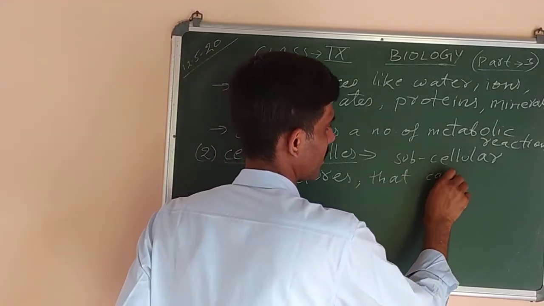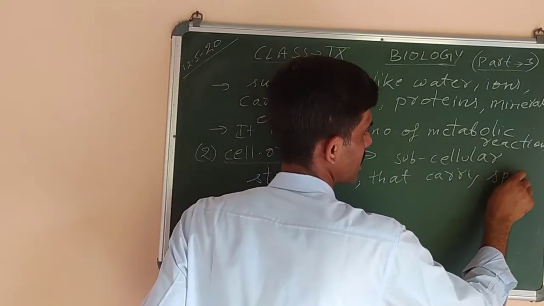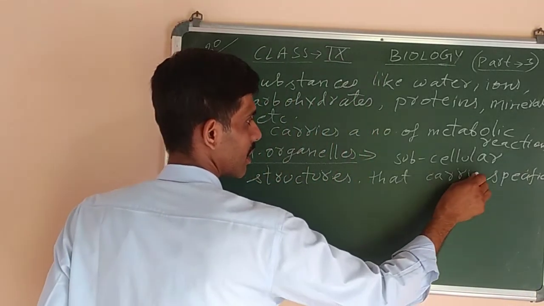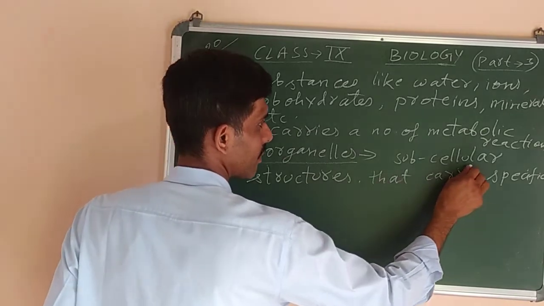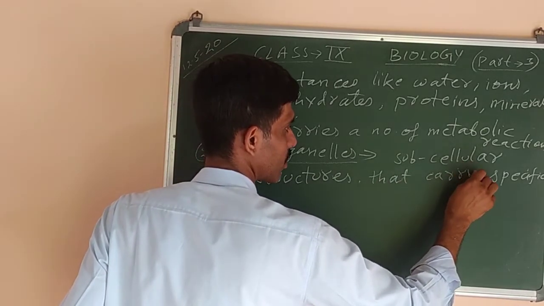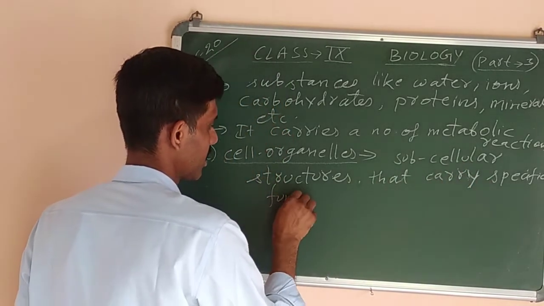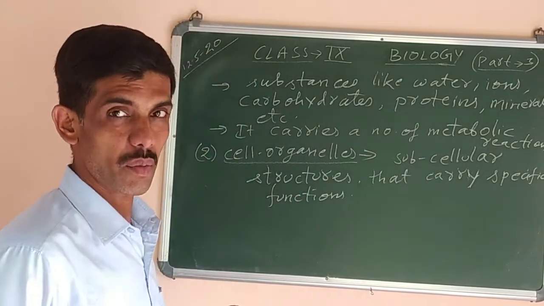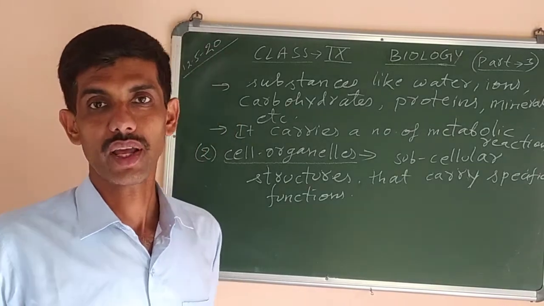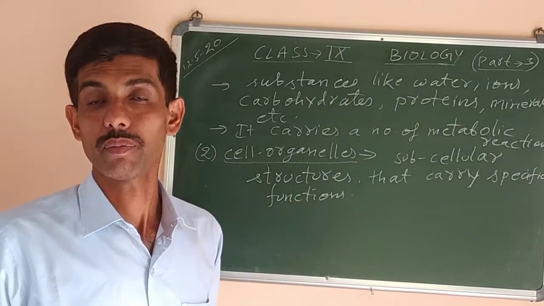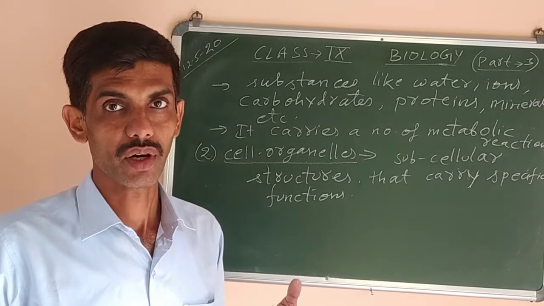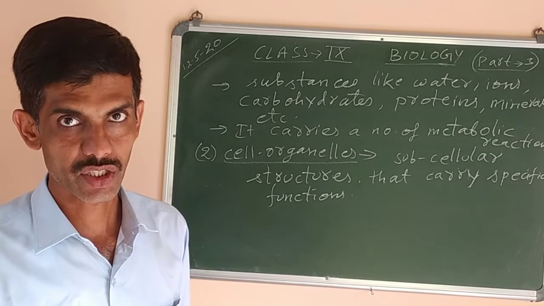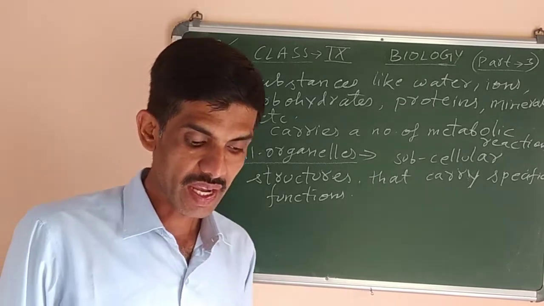That carry specific functions. Means each of the cell organelles carries specific functions. Okay, these particular functions are carried out by each of the cell organelles. Example, mitochondria. It is called the energy currency. This one, mitochondria, is called the powerhouse of the cell. Why? Because it is the site of energy production. It is the one which produces energy-rich compounds in the form of ATP.